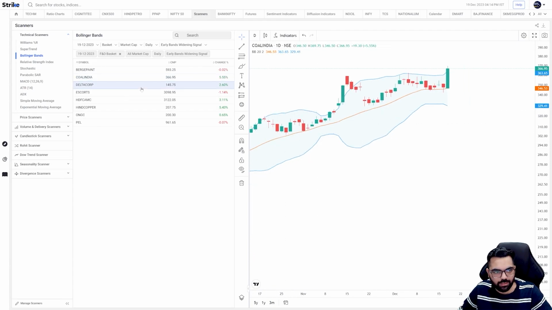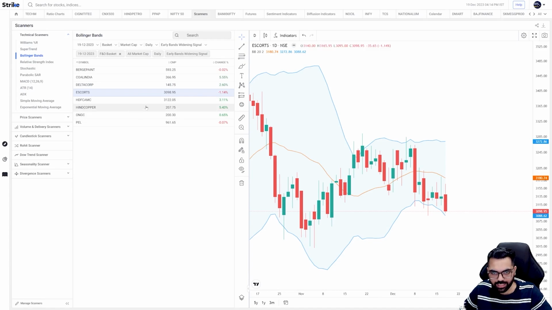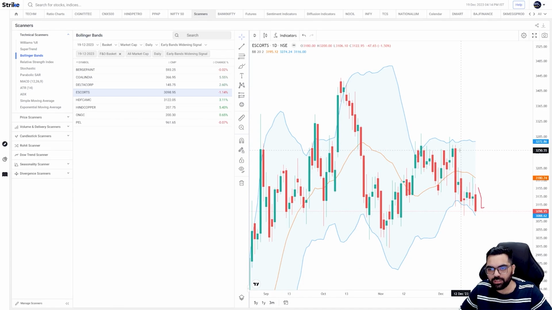Similar setups are visible in the other stocks as well. Wherever the bands are starting to expand, be it on the upside or on the downside, that stock will pull up here. So this is the opposite example where the bands are starting to expand but the stock is going down. So bands will indicate you whether the volatility is about to increase or decrease. The directional play, the direction you have to choose based on your other indicators.